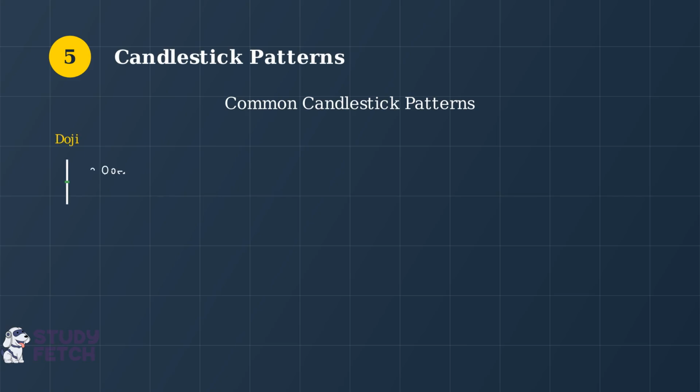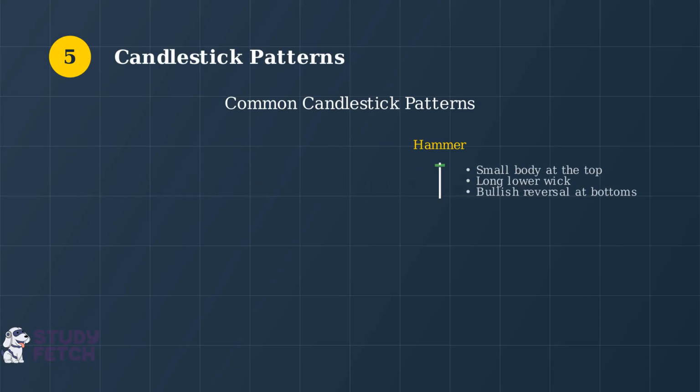A doji forms when the opening and closing prices are virtually the same. It signals market indecision and potential reversal, especially at market extremes. The hammer has a small body at the top with a long lower wick, showing that sellers pushed prices down, but buyers regained control. It's a powerful bullish reversal signal at market bottoms.